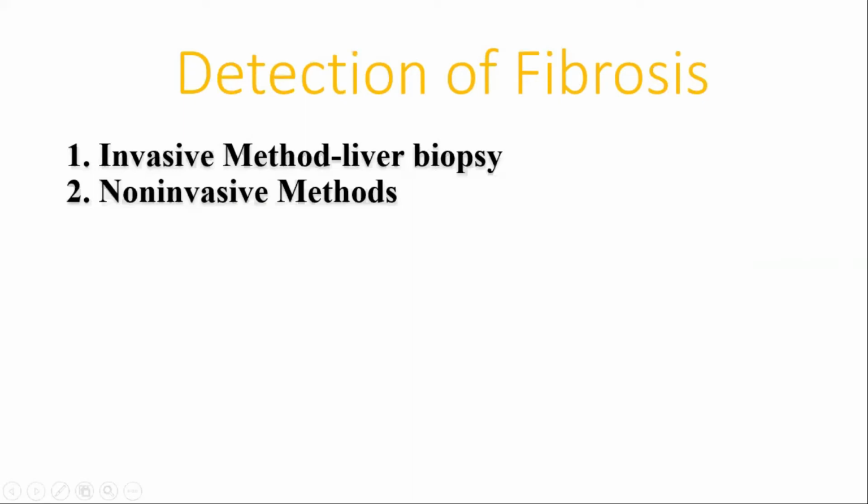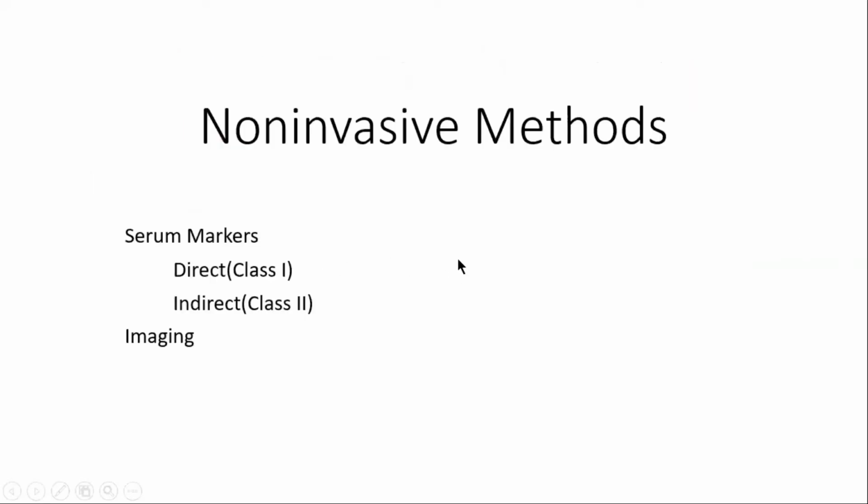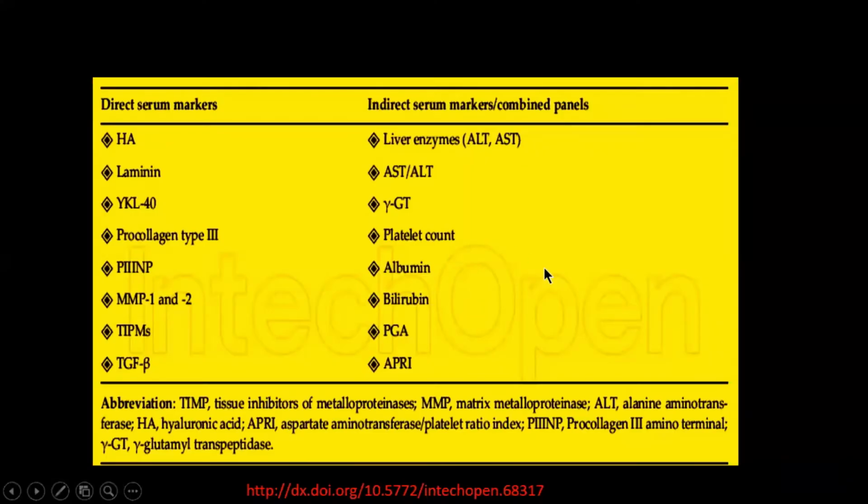Now, non-invasive methods are becoming more popular. Non-invasive methods actually depend on biological properties and some physical properties. Biological properties are serum markers, and physical properties actually measure the liver stiffness by imaging. Serum markers can be classified as direct or class 1, or indirect or class 2. Here are showing the direct serum markers and indirect serum markers or combined panel.